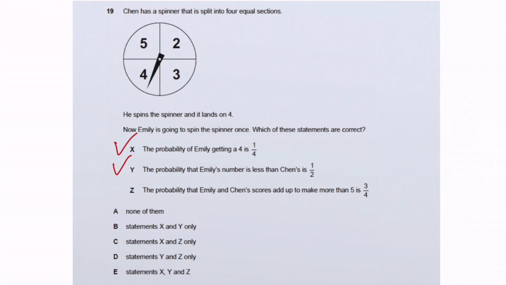And then the probability of Emily and Chen's scores adding up to more than 5 is 3/4. Well, we know that if Chen got a 4, any number that Emily lands on would make the total greater than 5. For example, if we take the smallest on the spinner, a 4 plus a 2 is 6, which is already greater than 5. So any number that Emily gets will definitely, 100%, be greater than 5. So the probability would be 1 rather than 3/4, which makes Z wrong. So from this, we know that only statements X and Y are correct.